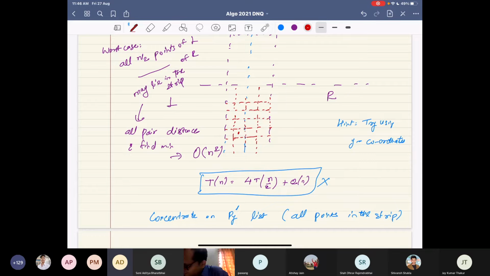You don't have to do this in the program. I'm just doing it here. Okay. So each box is delta by 2 cross delta by 2. Yes, you were saying something.